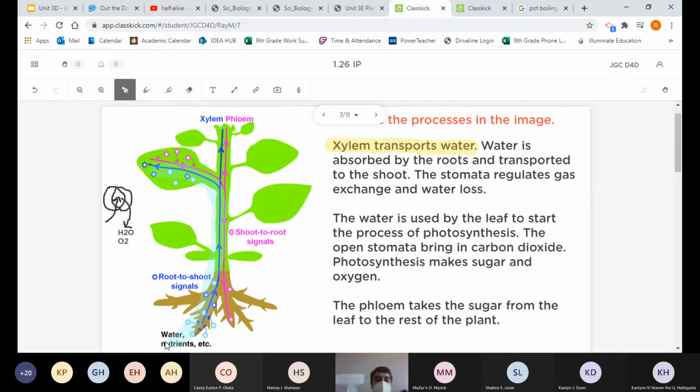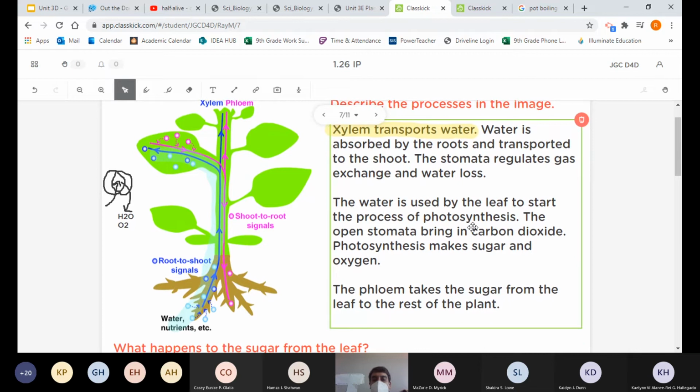Okay? So water comes up through the roots, through the stem, into the leaves, and then out through the stomata. That's the xylem, transporting the water. Water is absorbed by the roots and transported to the shoot. The stomata regulates gas exchange and water loss. So when the stomata is open, water is going to come up. When the stomata is closed, water is going to stay where it is.